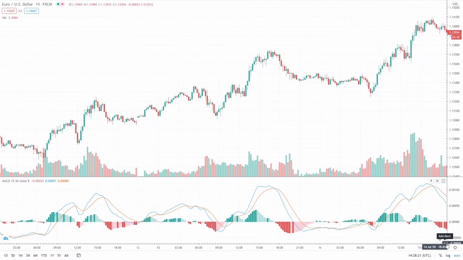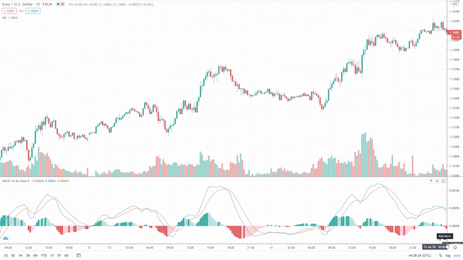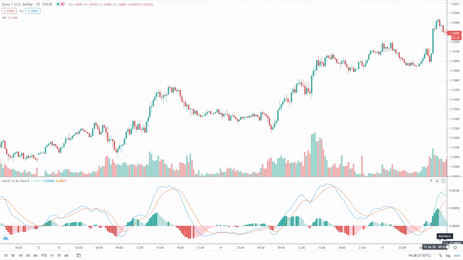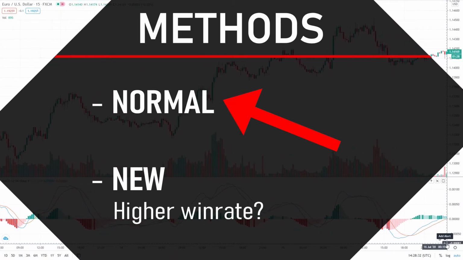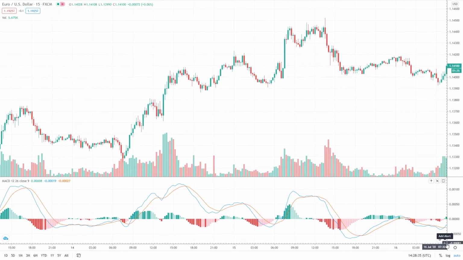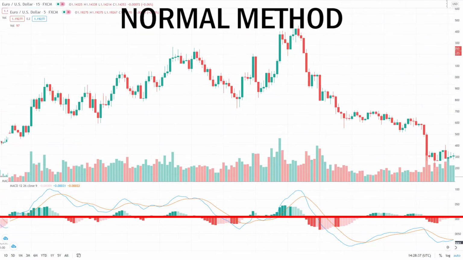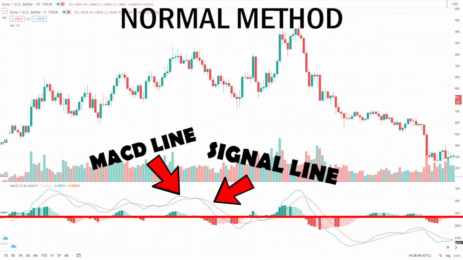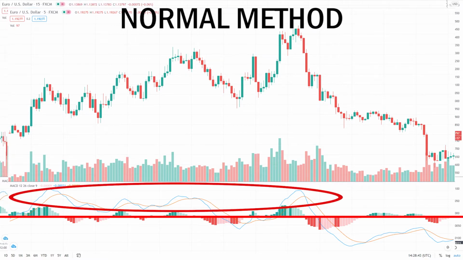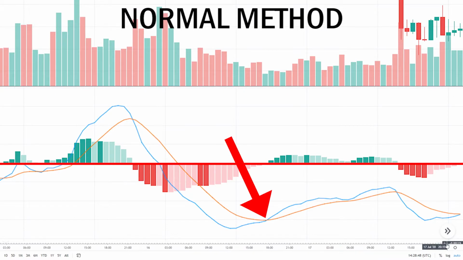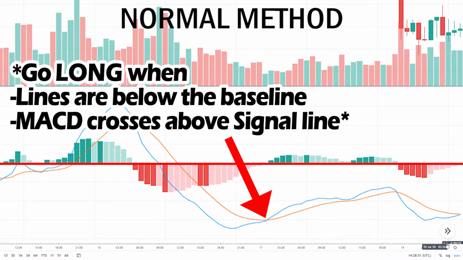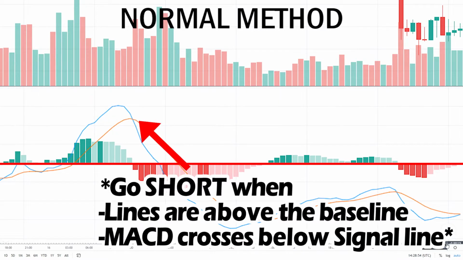So now that you know the parts of the MACD, I'm gonna explain to you how you use the MACD. Like I said at the start of the video, there are two methods that I'm gonna backtest. The first method is called the normal method. This is simply how most people use the MACD indicator. So quick summary, there are two lines. They can be either above or below the baseline. If the two lines are below the baseline and the MACD line crosses above the signal line, you go long. And if the two lines are above the baseline and it crosses below the signal line, you go short.